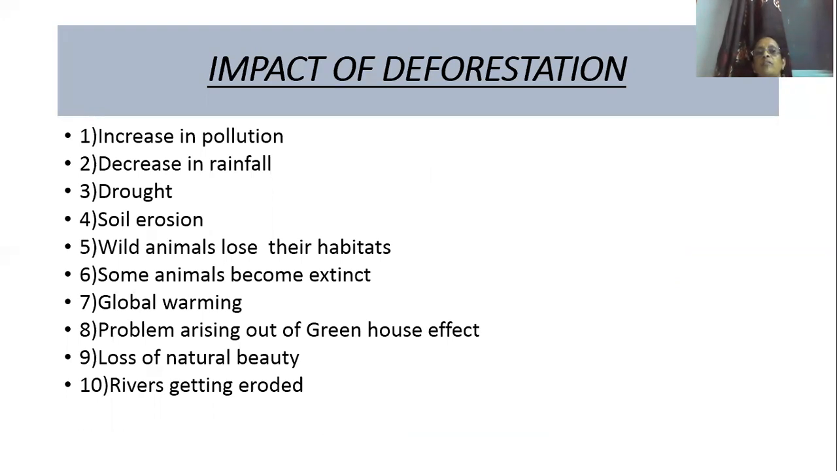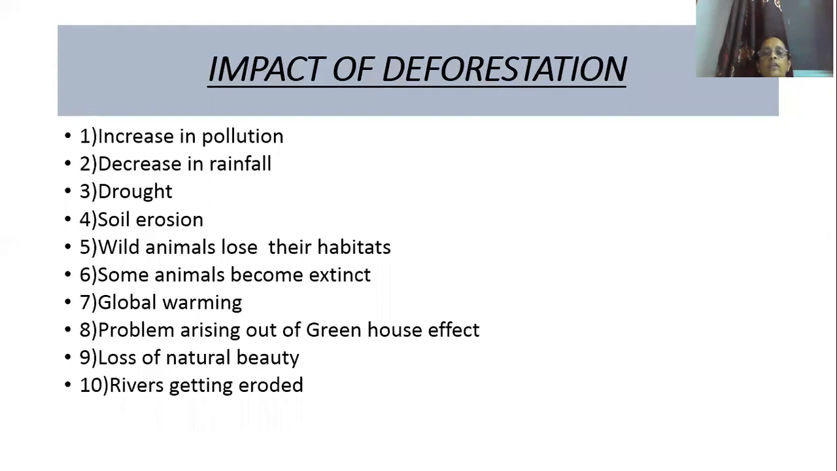That amount of carbon dioxide has increased in the environment. Then decrease in rainfall. Rainfall is decreasing because of deforestation. Trees in the forest prevent rain clouds and help to bring rainfall. Now trees are not there in the forest. That is why rainfall is also very less. Then drought. Drought means the situation when there is a rainless condition. Rain is not there. That situation is called a drought.